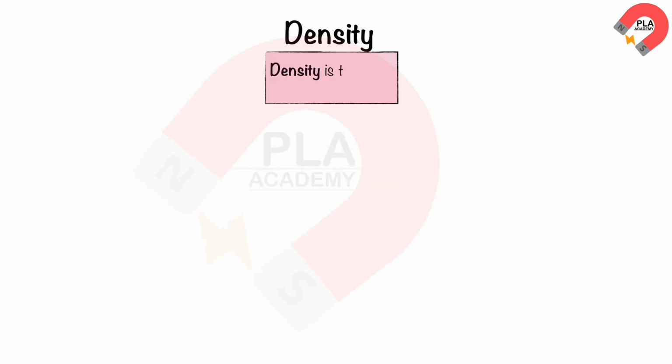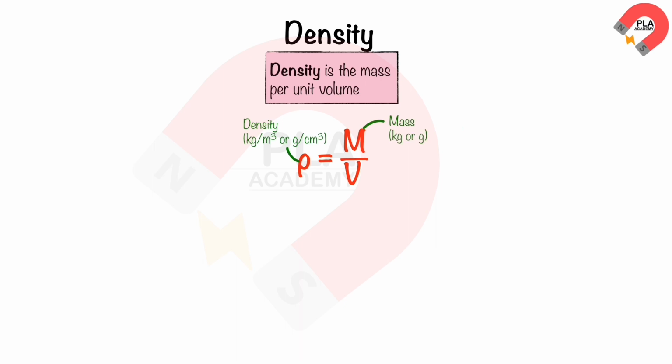Density. Density is defined as mass per unit volume. We can express density with the symbol ρ and the following equation. ρ equals m divided by V, where ρ is density in kilograms per cubic meter or grams per cubic centimeter, m is mass in kilograms or grams, and V is volume in cubic meters or cubic centimeters.